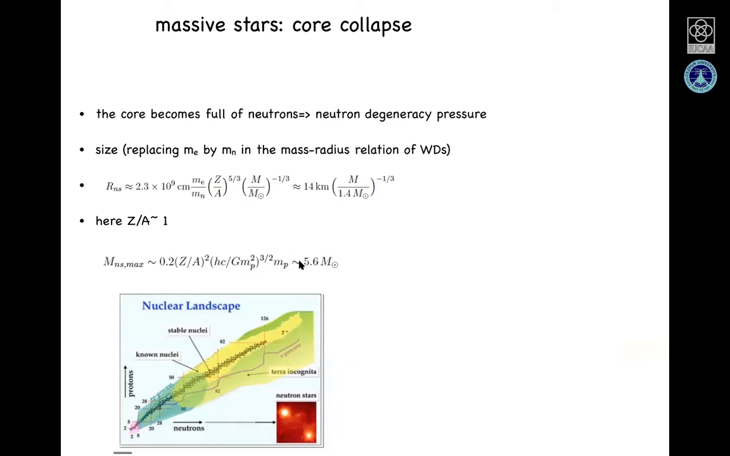What is the maximum mass limit of a neutron star? Last time there were some questions also. This is of the order of 3 to 3.5 solar mass, I think. I'm not really an expert in this, but this is the sort of number one gets.